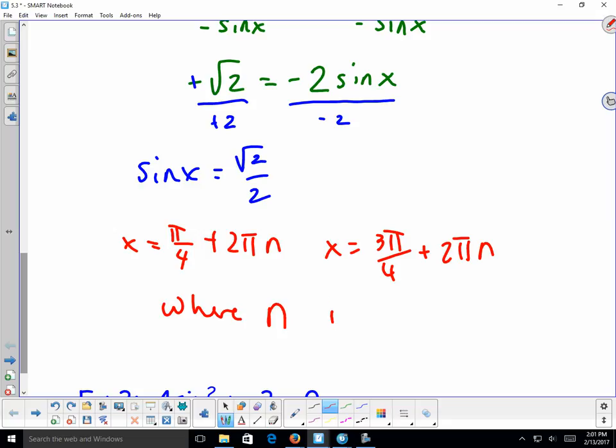Where n is any integer. Are we okay with this? We always have to write where n is any integer.